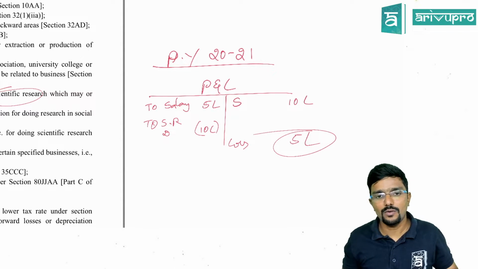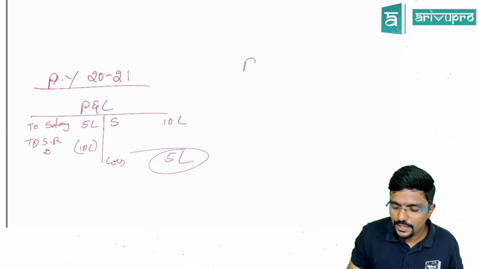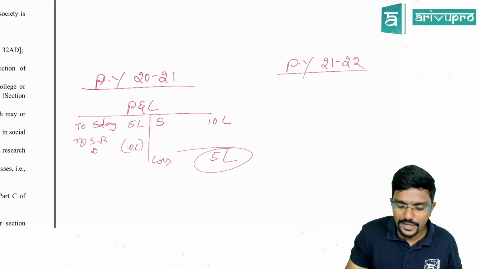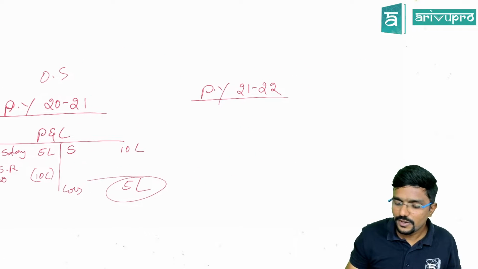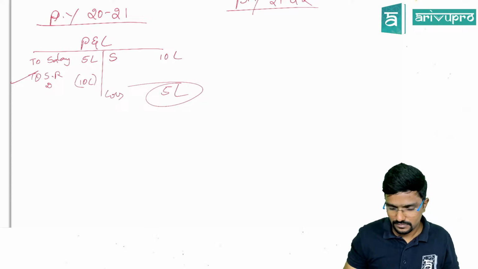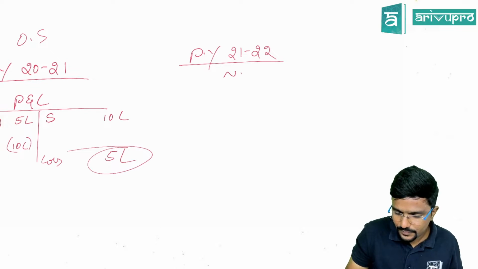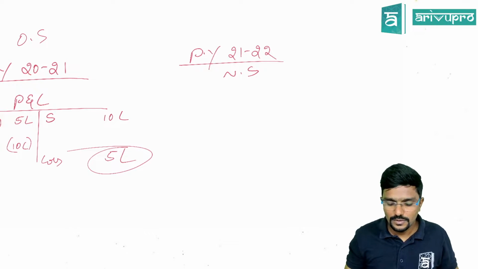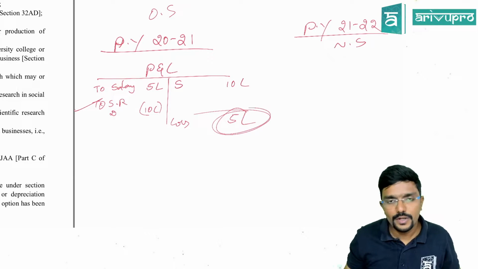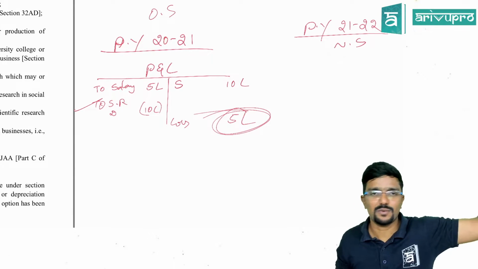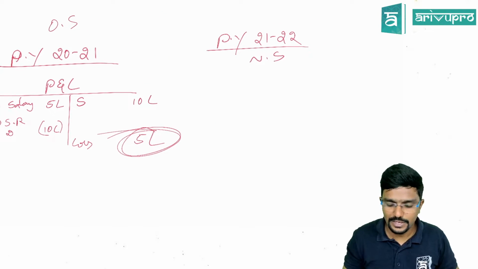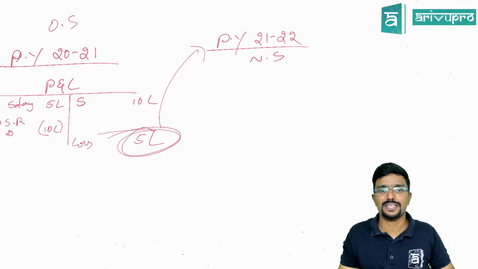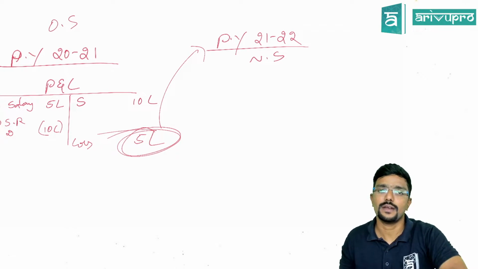Now, assume in previous year 21-22, in 2021 you were under the old scheme. That is why this deduction was allowed for you. Now, in previous year 21-22, you are opting for the new scheme. Assume this loss was not adjusted last year, because there was no other income for you. So any loss which cannot be adjusted in that year, you will carry forward to the next year.